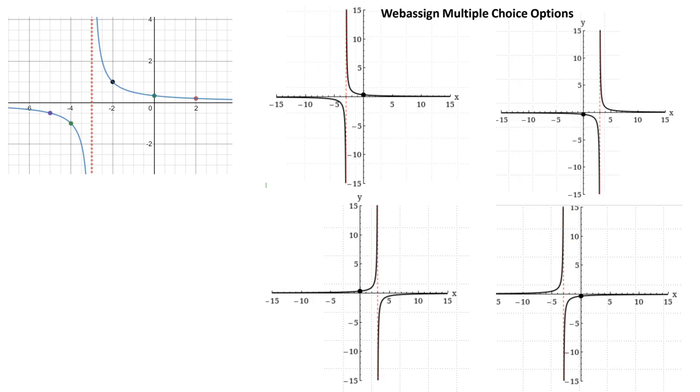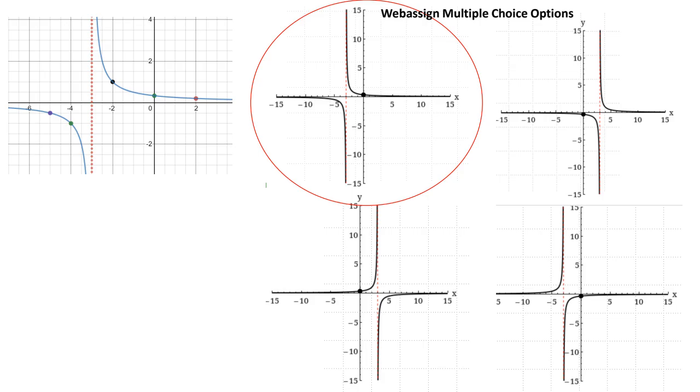All these have the wrong vertical asymptotes. This one had the right vertical asymptote, but it's telling me that I have an x-intercept. No, my graph did not have an x-intercept. And the points that I had were on the left of the vertical asymptote. Yes. So excellent. Let's move on.